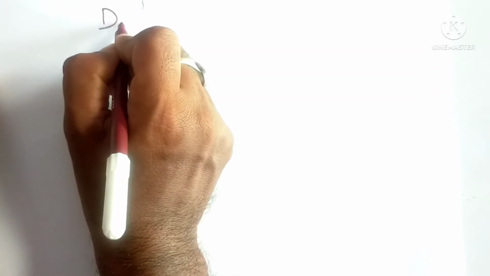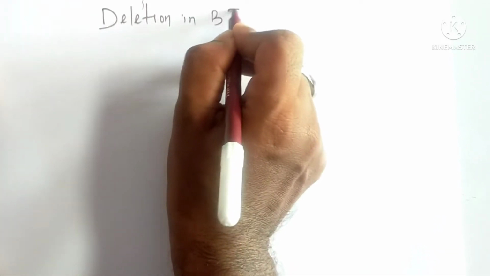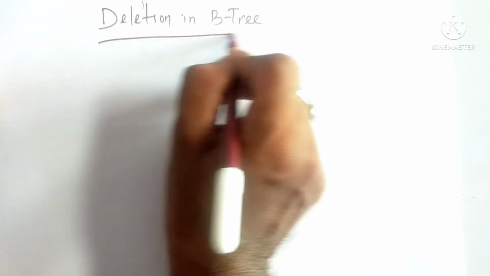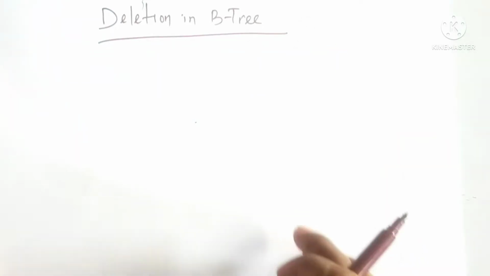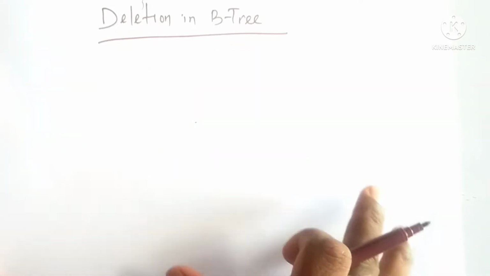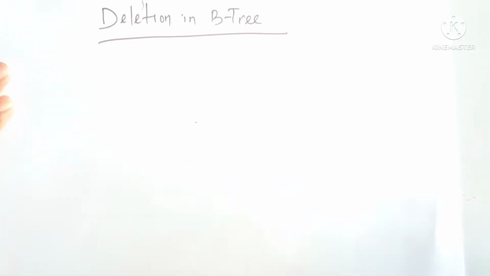Let's discuss deletion in a B tree. Before discussing how to delete a value or values from a B tree, we have some rules. Before moving to the rules, let us know the meaning of in-order predecessor and in-order successor, because it will be used often during the deletion of an element from the B tree.